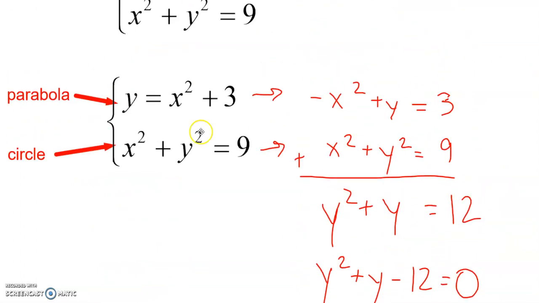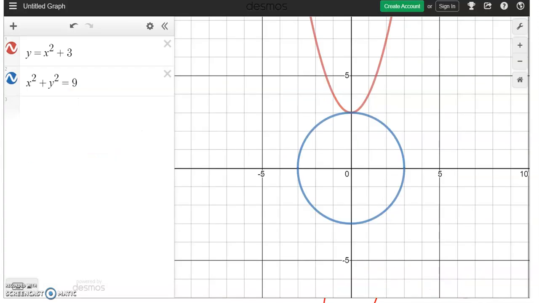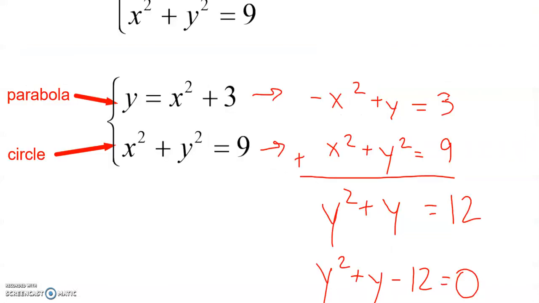So you can see here, this is a parabola and this is a circle. Is it possible for a parabola and a circle to have exactly one point of intersection? And you can see here that I actually graphed these two in Desmos, and they do indeed have one point of intersection right here at the point (0, 3). So that's what the graph of these two equations looks like.